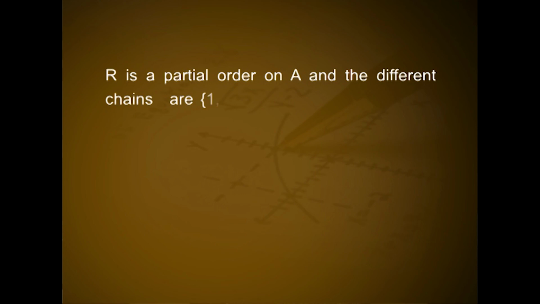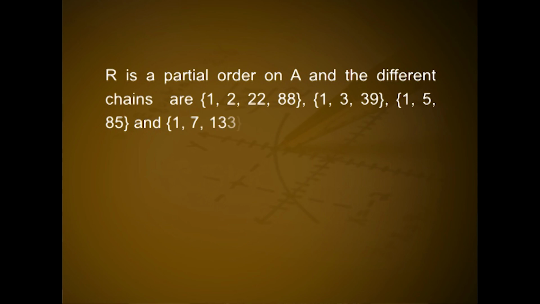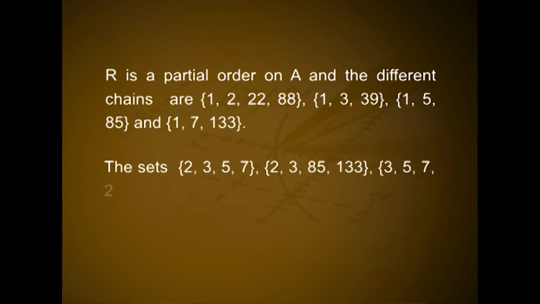Then R is a partial order on A and the different chains are the sets {1, 2, 22, 88}, {1, 3, 39}, {1, 5, 85} and {1, 7, 133}. Here the sets {2, 3, 5, 7}, {2, 3, 85, 133}, and {3, 5, 7, 22} are some of the anti-chains.